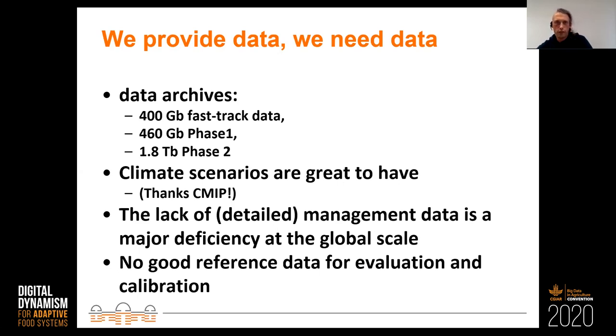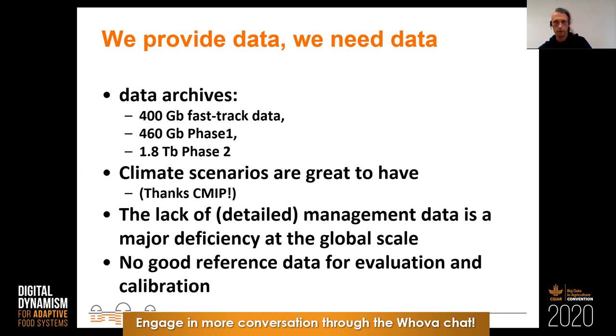I want to stress the data aspect a little bit in this talk because that's what this conference is all about. So we provide a lot of data. In principle, we already produced more than 2 terabytes of compressed binary data that people can find in different archives. And we invite everyone who's interested to take a look and work with the data. We get our climate scenarios usually from CIMMYT, so thanks to them. It's great to have this archive of climate projections available, and EasyMIP kindly takes care of the bias correction, so we don't have to take care of that, so that's great.